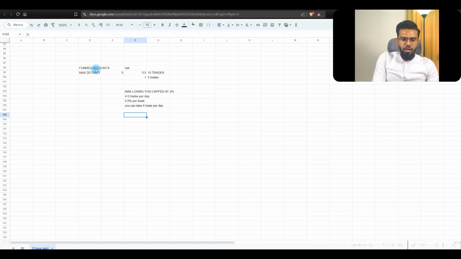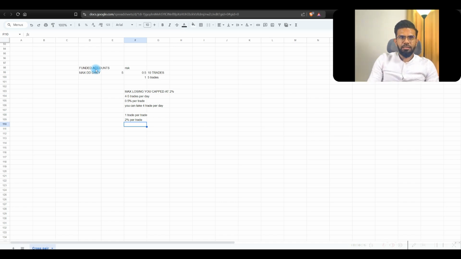Let's say you only take 1 trade per day. According to your trading plan, you trade 1 currency or 2 currencies, only 1 trade you want to take per day. For this, you can even risk 2% per trade, because you're going to lose the maximum amount on it, so you're going to lose 2% per trade.